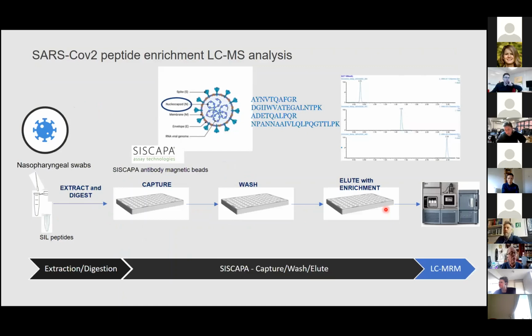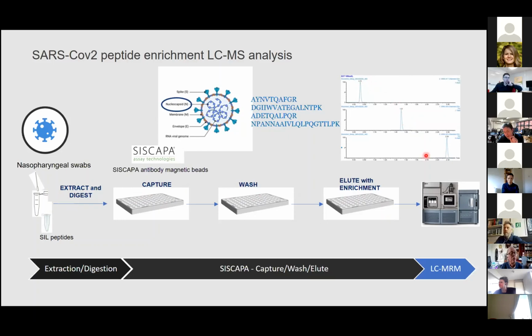And so this is also really good because you can bring it into an automatable workflow. So we can do the extraction and digestion as a manual step, but everything else is then automatable with capture, wash, elution into the mass spec. And we can see here the chromatography now. We're just looking for 3 peptides: AYN, ADE, and DGI.